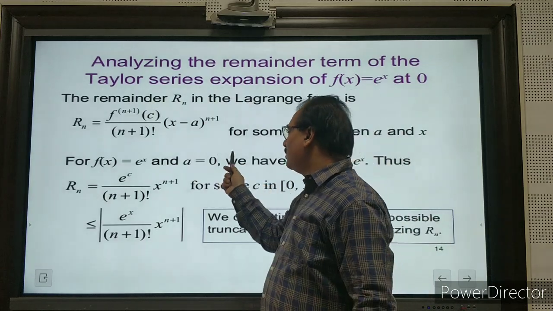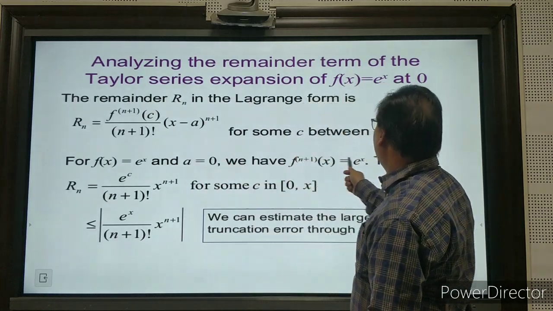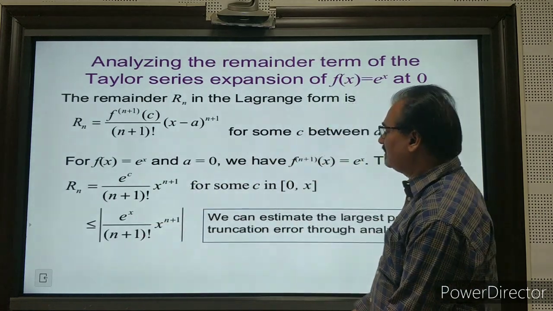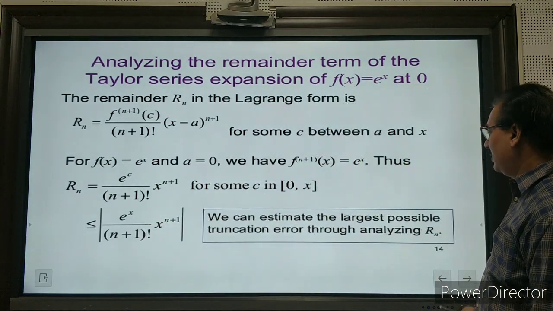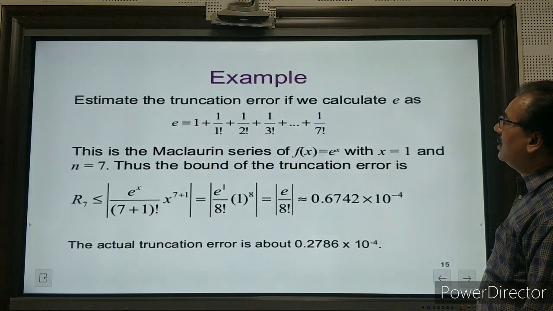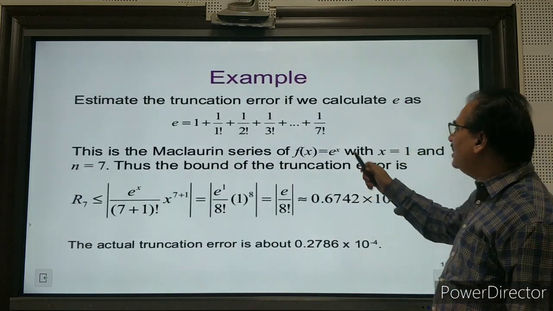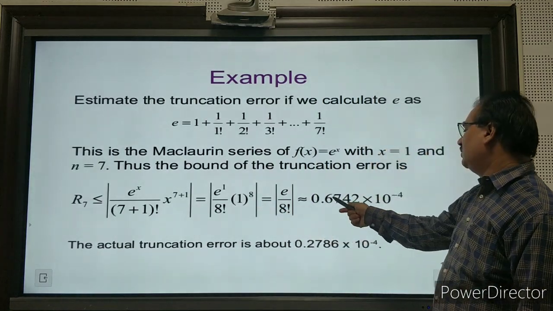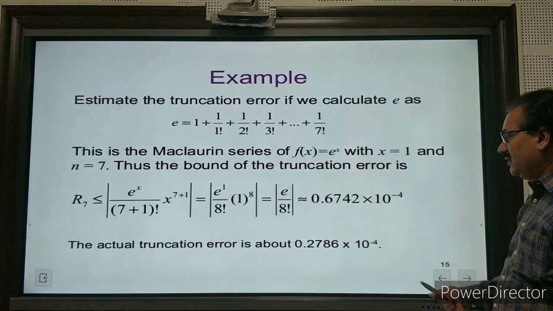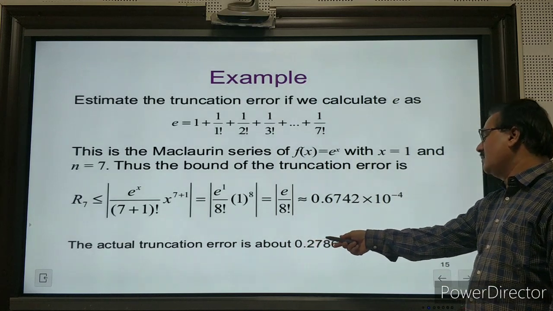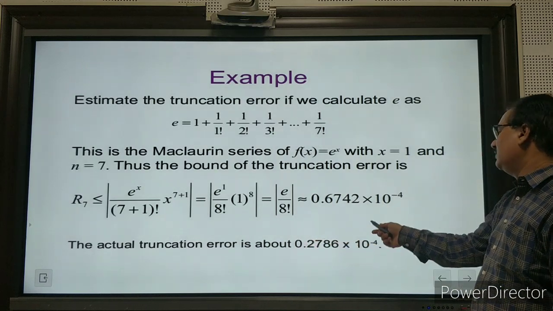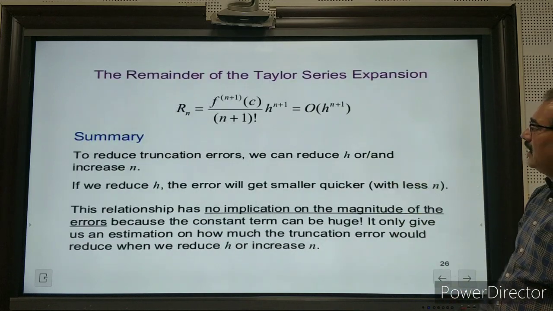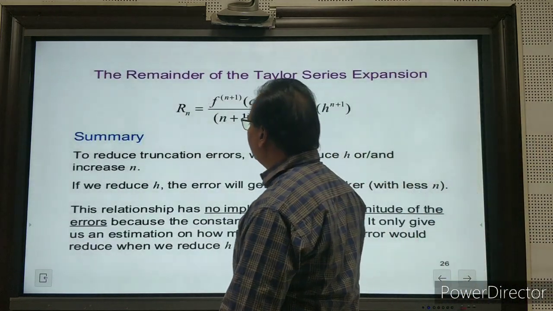So for f(x) equal to e power x and a equal to 0, we have e power x, then this may be written as less than or equal to e power x divided by (n+1) factorial times x power n+1. Now for example, in a particular case, if x is equal to 1, then you will get the value 0.6742 into 10 to the power minus 4. The actual truncation error is about 0.2786 into 10 to the power minus 4. Similarly, the summary we can read here.